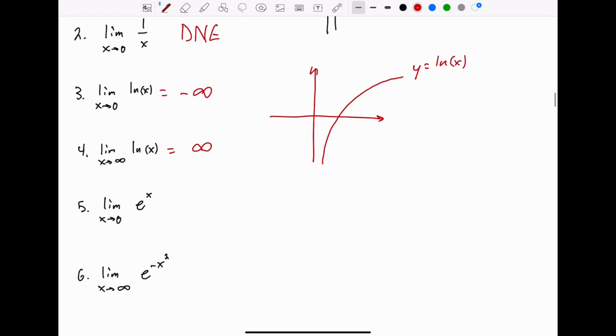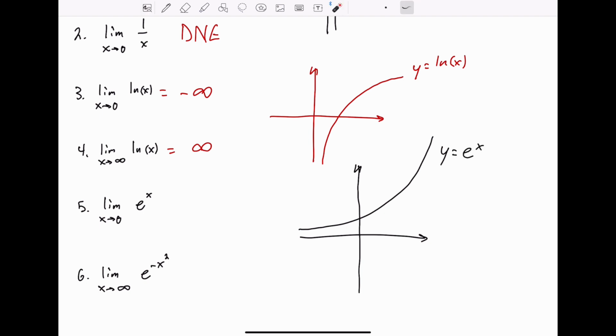How about e to the x? Well, once again, let's draw the picture of e to the x. This is another very important graph that we must have a good working knowledge of. e to the x looks something like this. Notice that it does not pass through the origin. It passes through this point here. This is the point (0, 1). So as x approaches 0, what does e to the x approach? Well, in this case, we can just literally plug in 0 into the function, and we have e to the 0, which is 1.